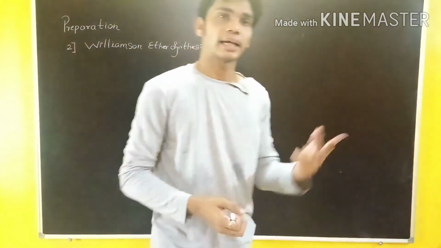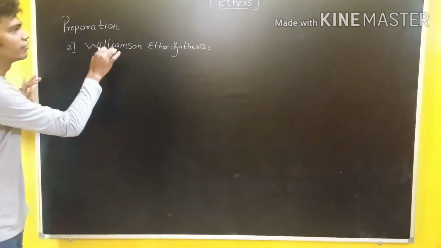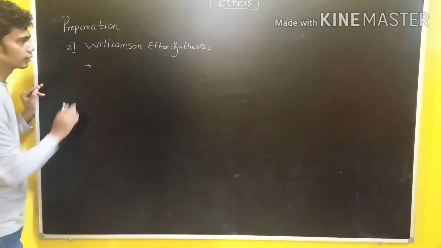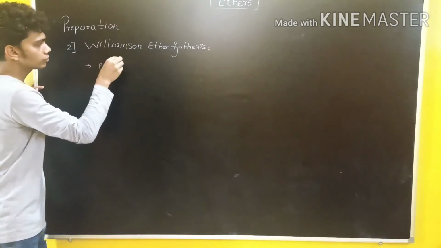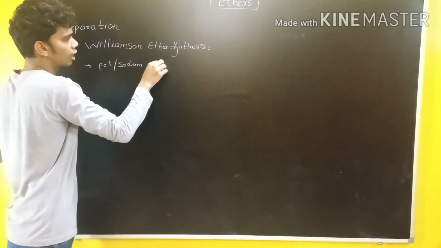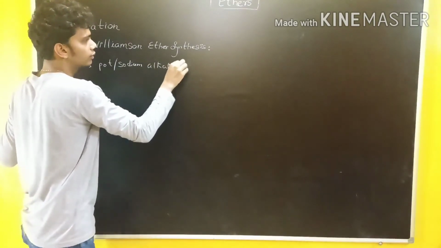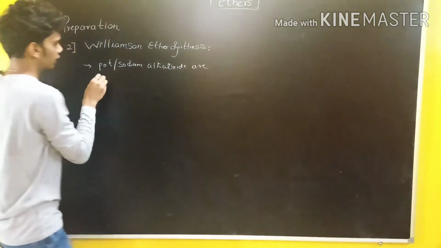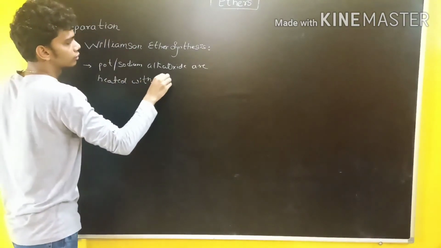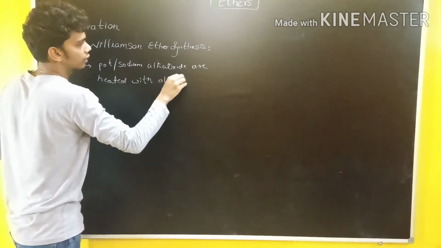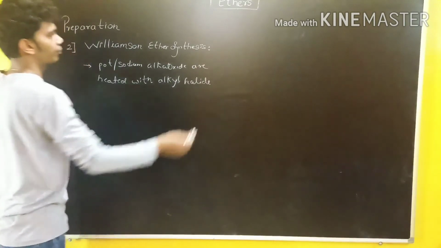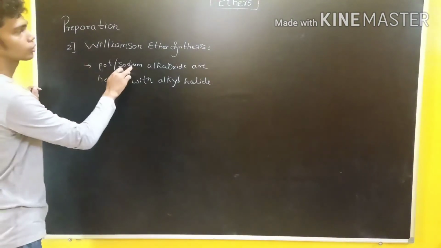Okay, let's talk about the second method. The second method is the Williamson ether synthesis. In this method, what you have to understand is that potassium or sodium alkoxides are heated with alkyl halide. In this Williamson synthesis, potassium or sodium alkoxide.